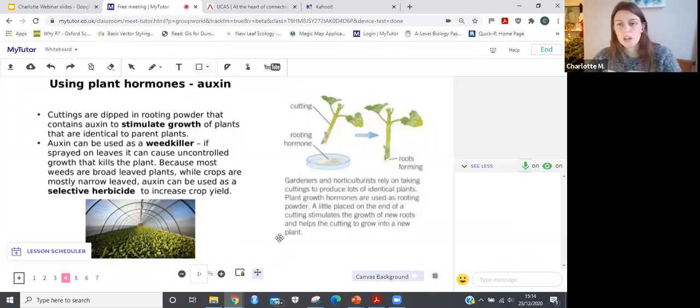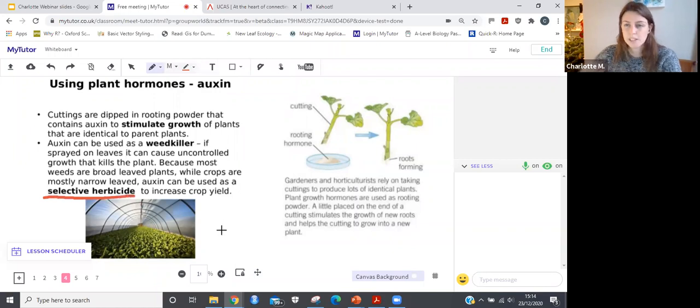So auxin works best as a weed killer on plants that have bigger leaves. So if you're trying to grow plants that have smaller leaves, which most crops do, you can use auxin as that selective herbicide. So it basically only kills the ones that you don't want and leaves the ones that you do want. So two uses for auxin: as a rooting powder to stimulate cutting growth and as a weed killer.